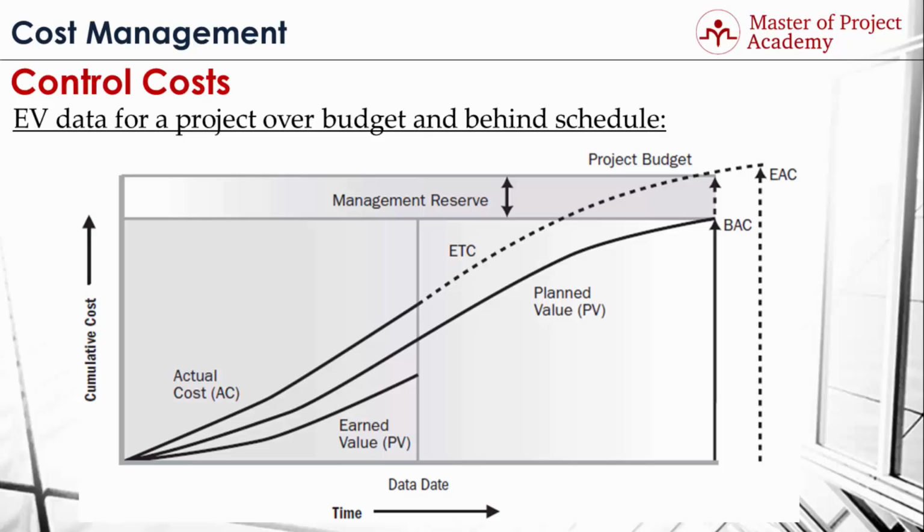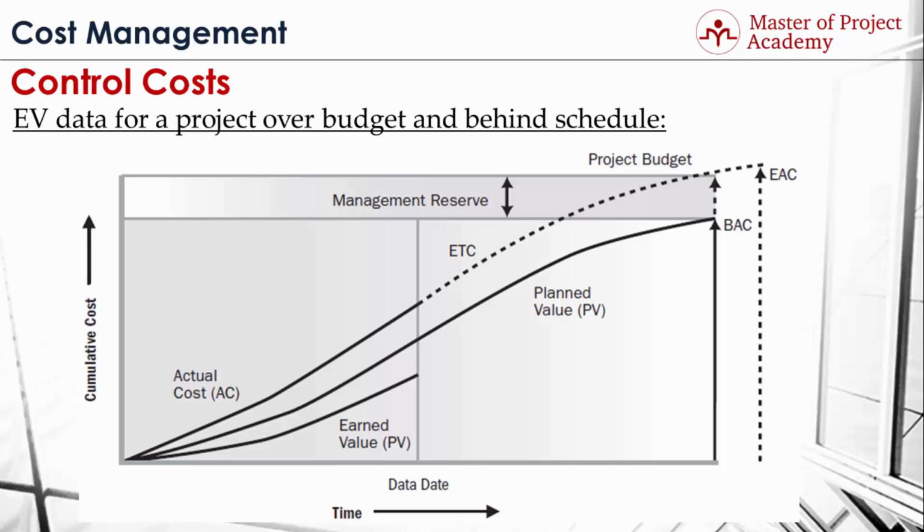Now, let's see the earned value data for a project over budget and behind schedule on this graph. As you see on the graph, planned value line shows the planned project expenditures over time. Vertical line shows the current time. Earned value line is below the planned value line, so this project is spending more than what it brings as earned value. And respectively, actual cost line is above the planned value. In summary, for the moment, the project is over budget and spending more than what is planned.